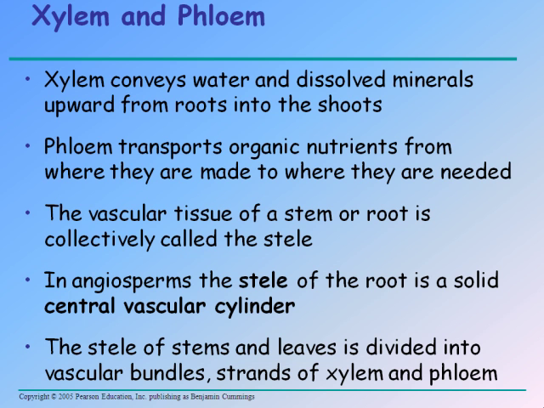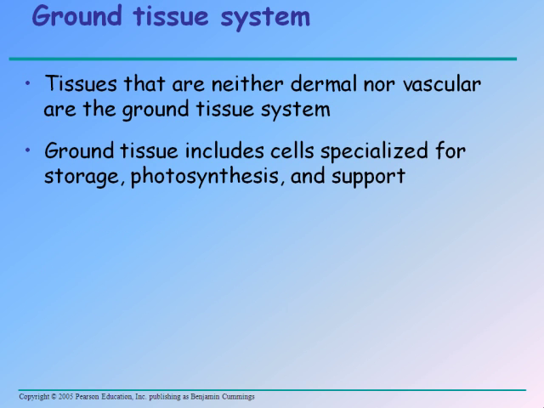The vascular system of a stem or root is together called the stele, S-T-E-L-E. In angiosperms or flowering plants, the stele of the root is a central vascular cylinder. And then the stele of stems and leaves is divided into vascular bundles, strands of xylem, water, and phloem, food.